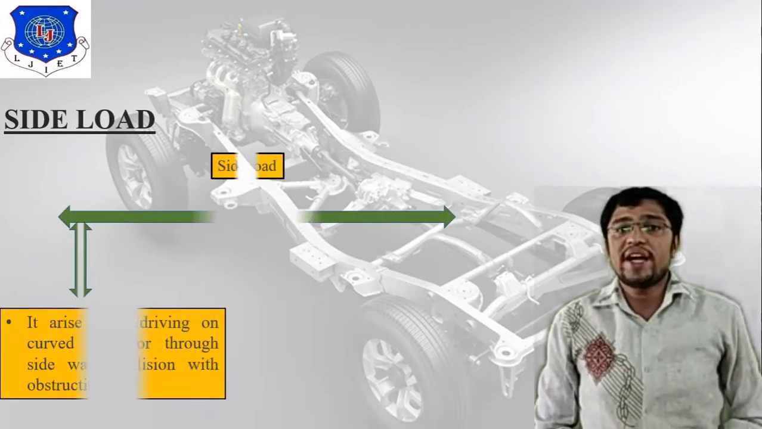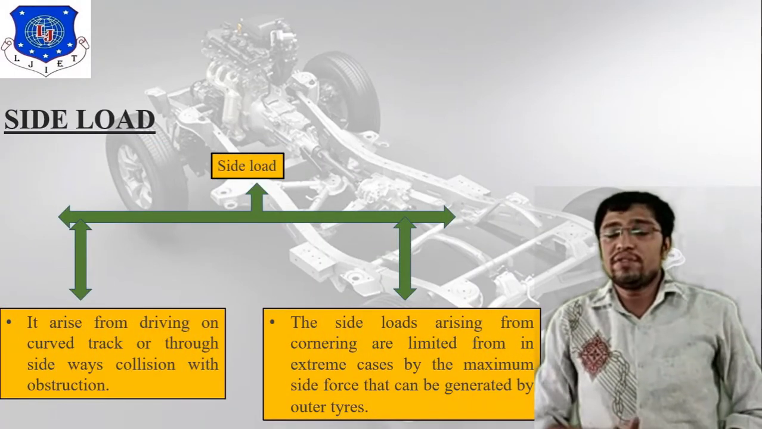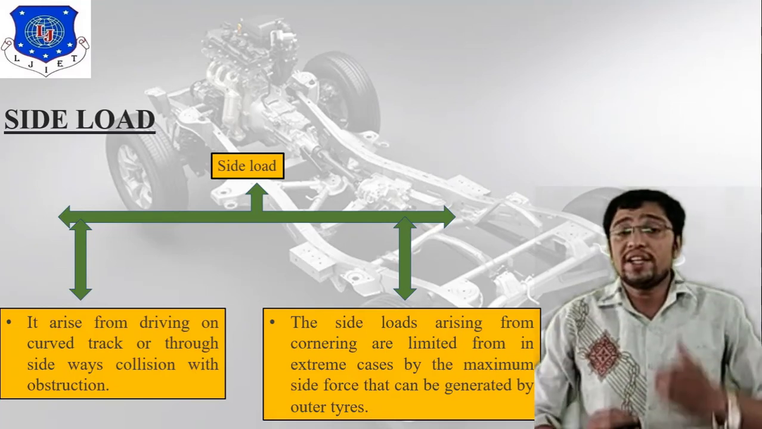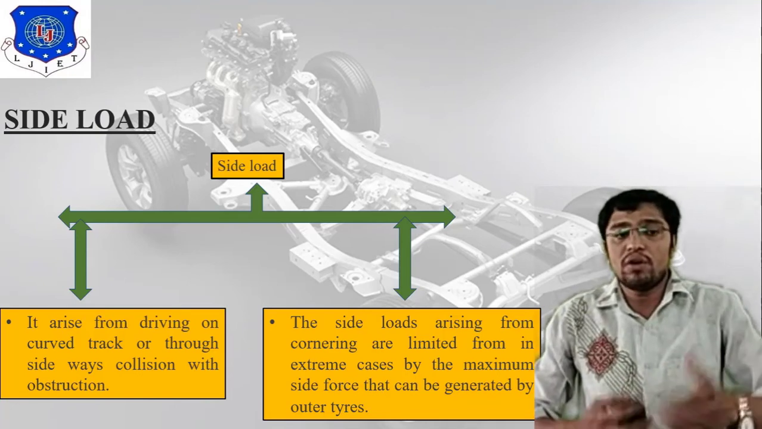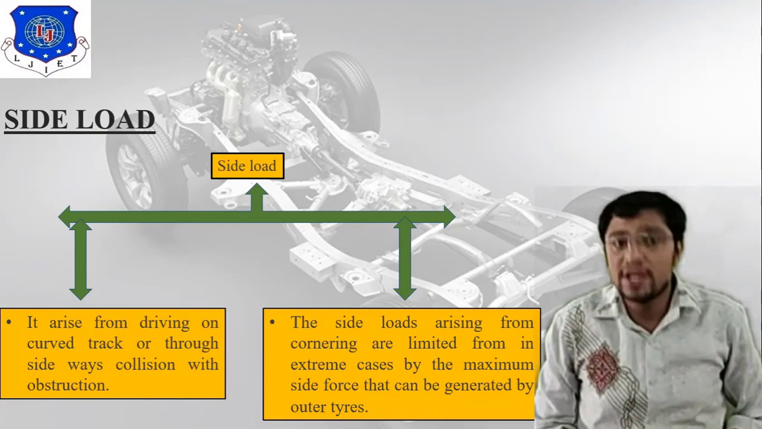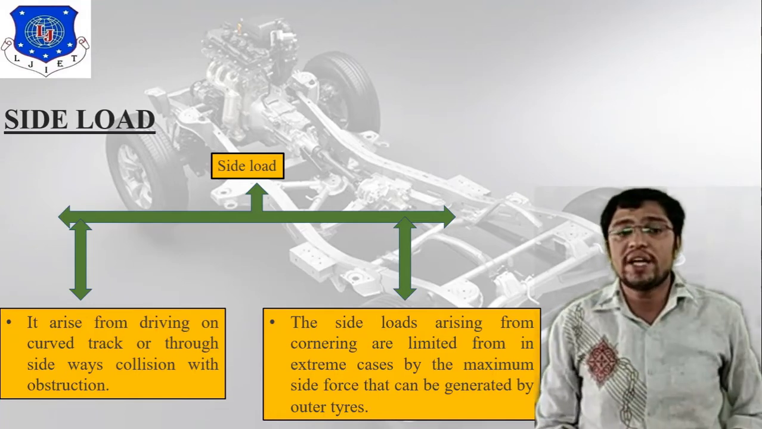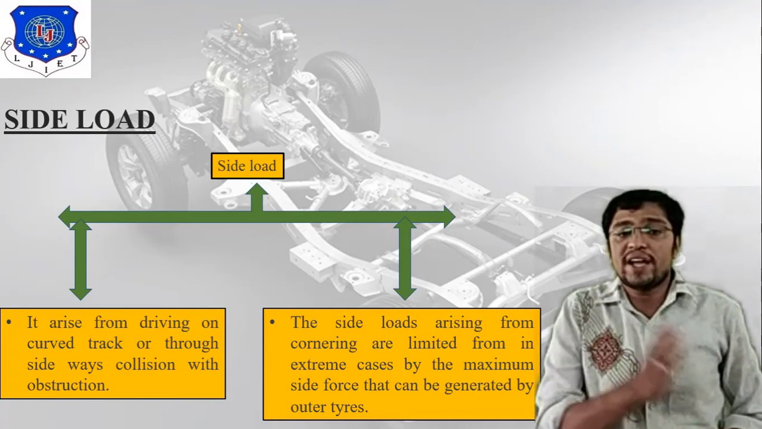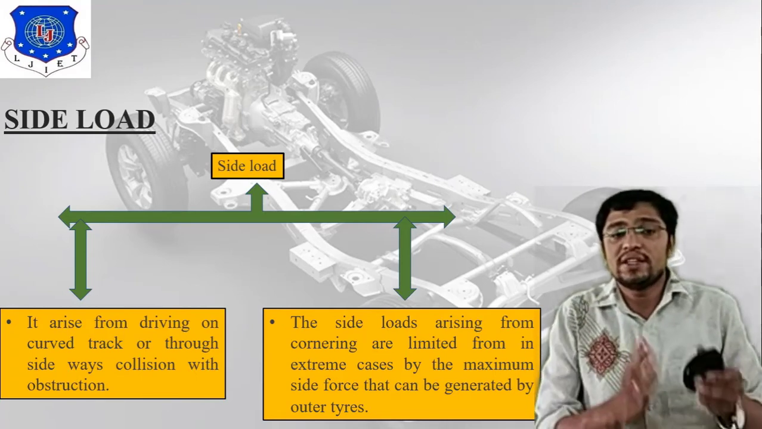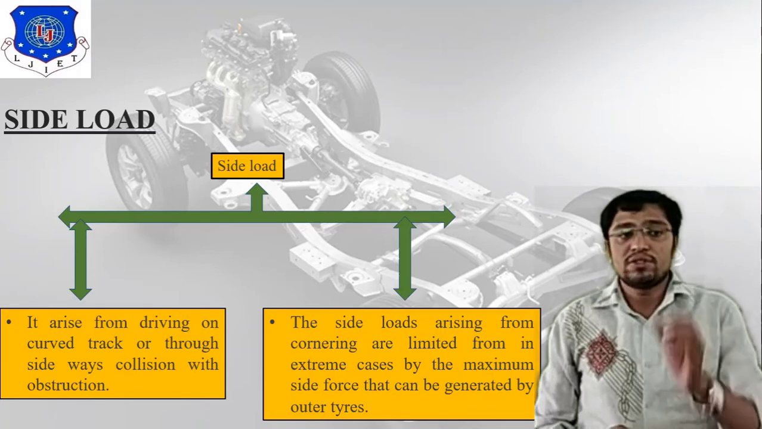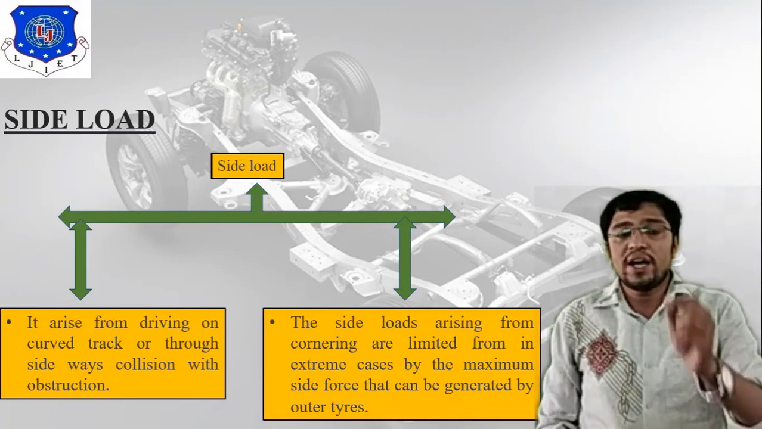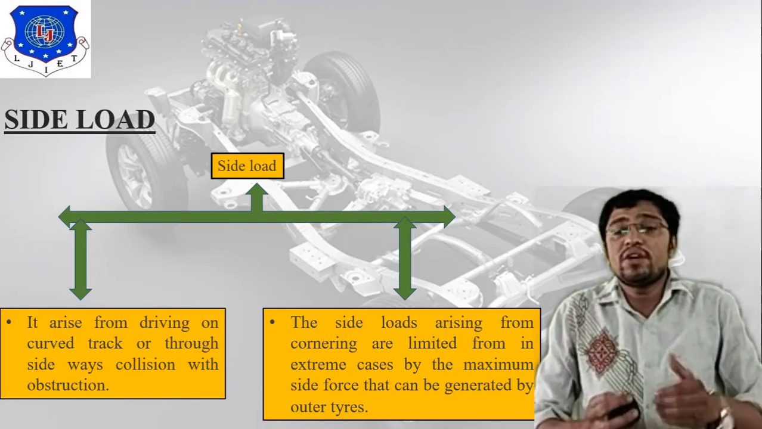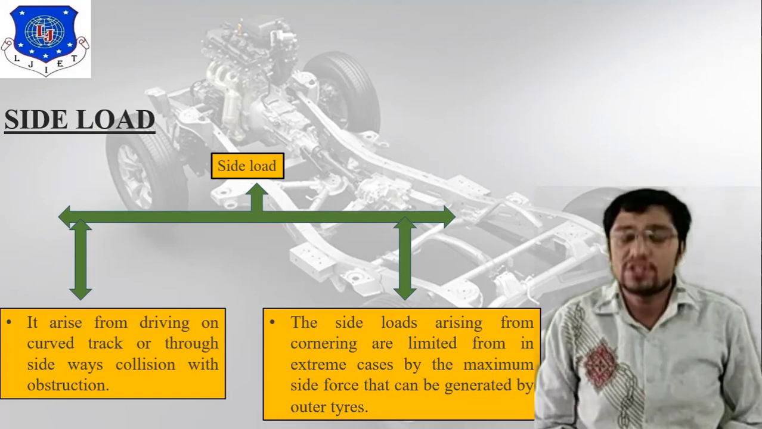The fourth one is side load. So first of all, what is side load? If you turn your vehicle, then this type of load will be generated. First, it arises from driving on a curved track or through sideway collision with an obstruction, and the second, an important one, is the side load arising from cornering, which is limited in the extreme case by the maximum side force that can be generated by the outer tire. So this is what side load is. Side loads are generated when you turn your vehicle or when driving on a curved track, right?